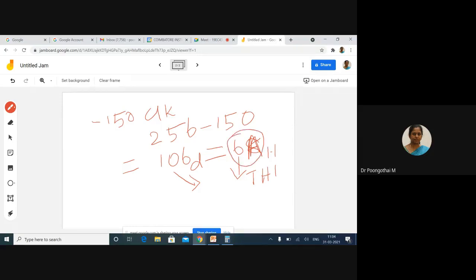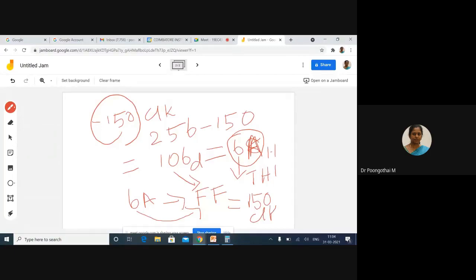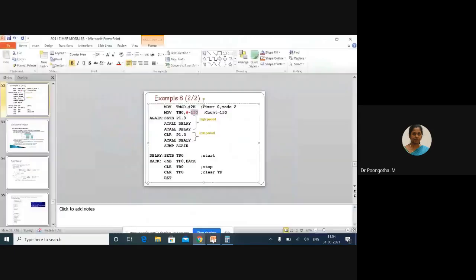So your counter will start the count from 6A. What is the maximum value? FF. So from 6A to FF, how many clock cycles are required? 150 clock cycles required to reach the maximum value. So that is specified in the instruction. Okay, so the calculation is here.